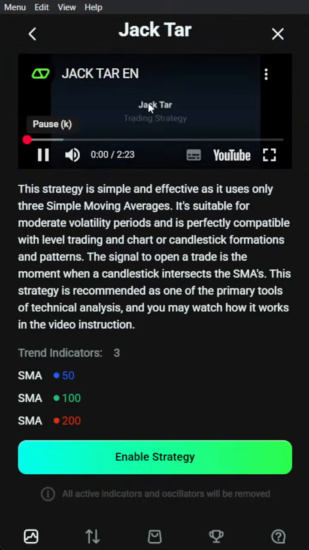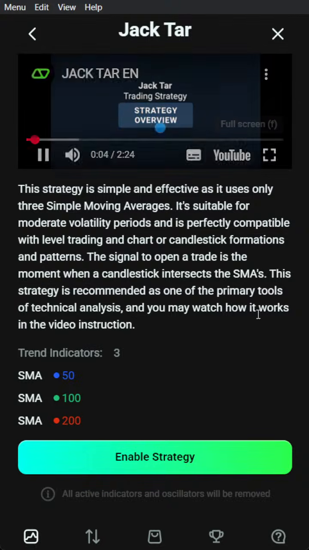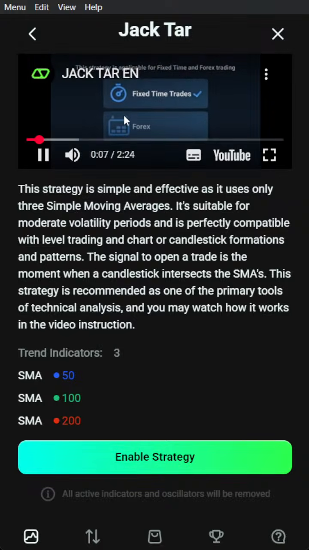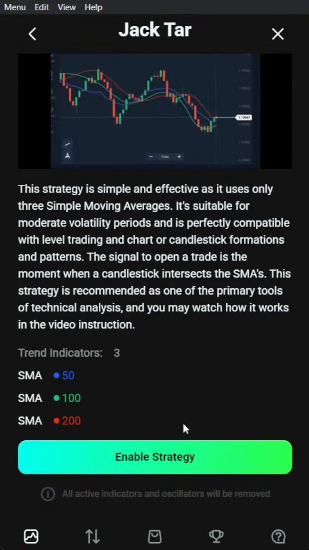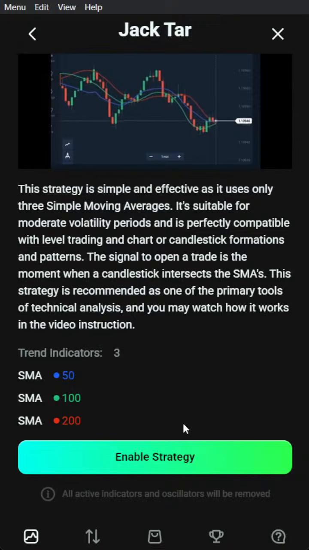Now, since there is too much to this, let's understand. This strategy is applicable for fixed time and forex trading. It uses SMA indicators with periods of 50, 100, and 200. Do you guys hear the audio of the video?